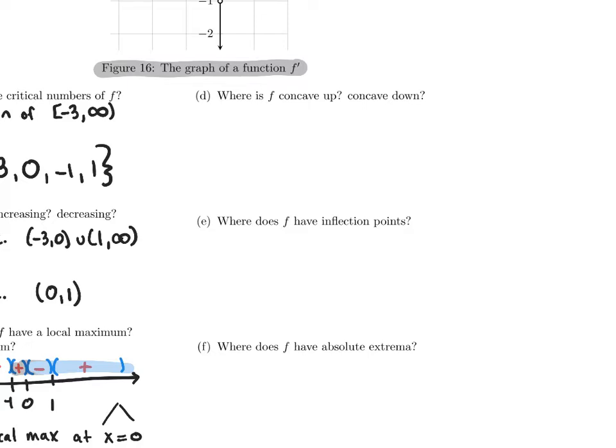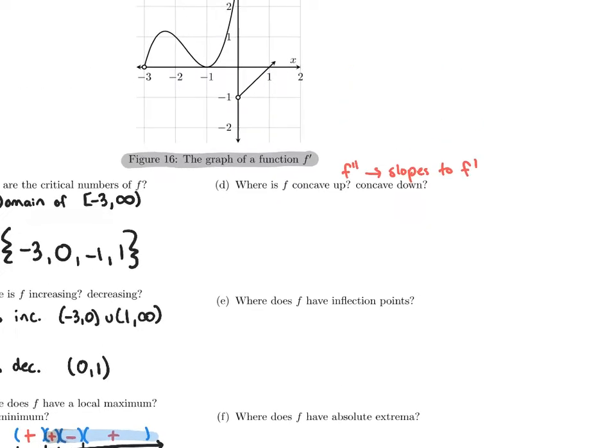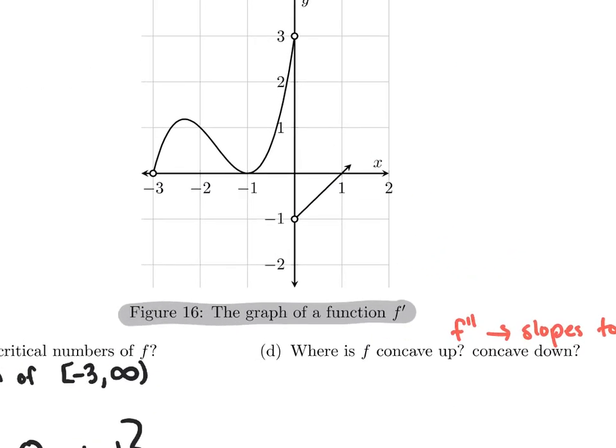Okay, the next question asks about concavity. When we are thinking about concavity, we need to be thinking about our f double prime, which means we need to think about the slopes to f prime. F prime is the graph that we have, so we need to take a look at that and figure out when its slopes are positive or negative. So if I look right here between about -2.3 and -1, those look to be like the only places where the slopes to the derivative are negative, and then everywhere else it looks like the slopes to the derivative are positive. So that's going to tell me my concavity.